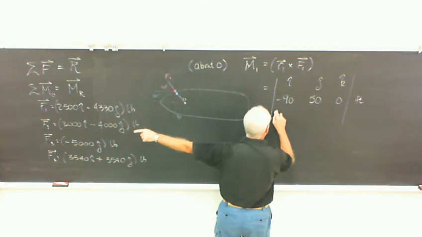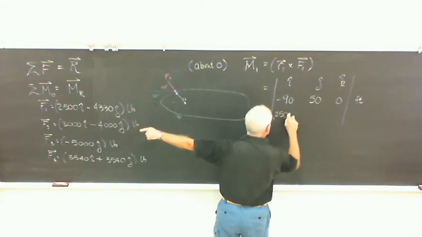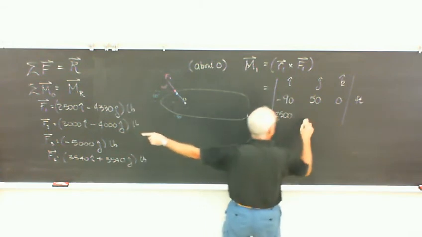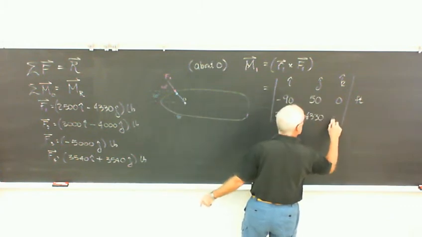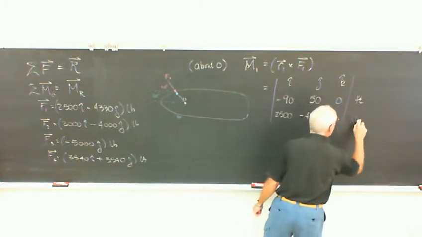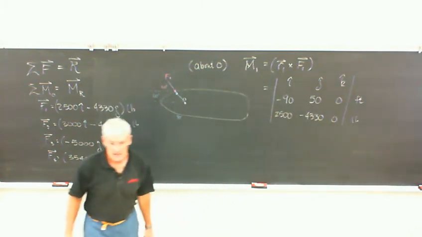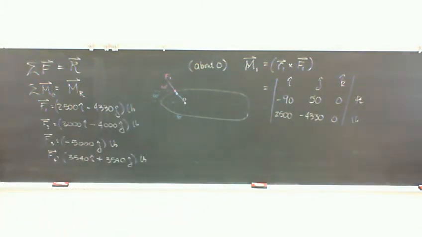And then the first force, 2500i minus 40j. Don't forget the minus sign. So you've got to make these matrices big enough to get everything in there so you're not crowding it. It's very easy that way to lose a minus sign. And so there's the matrix for calculating the moment exerted by the first force.